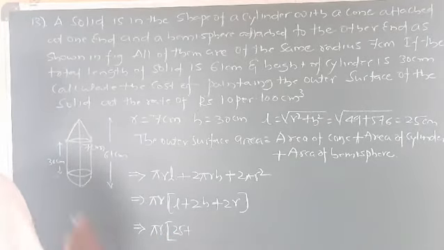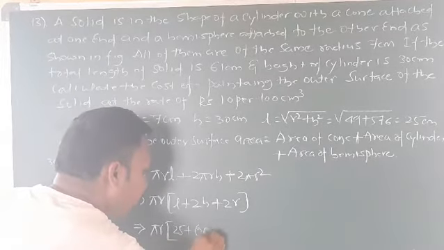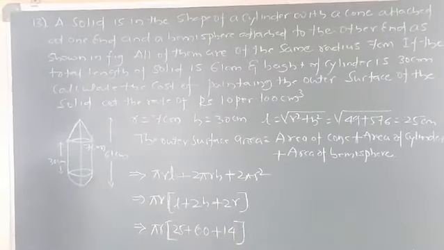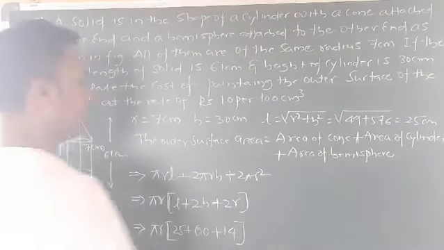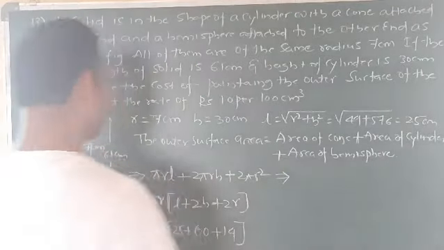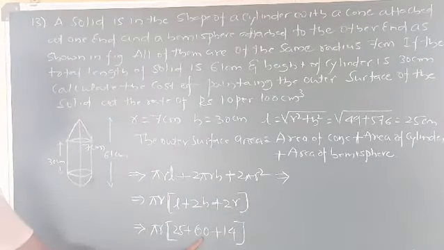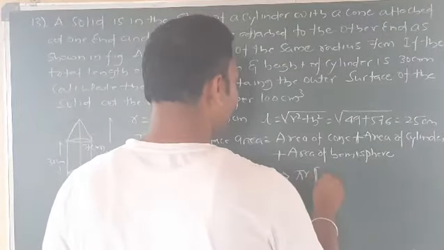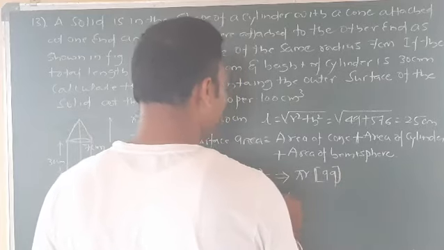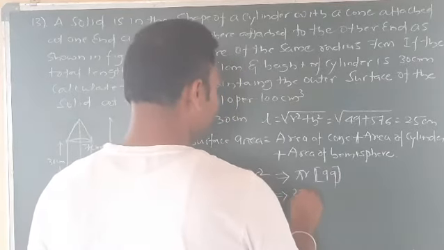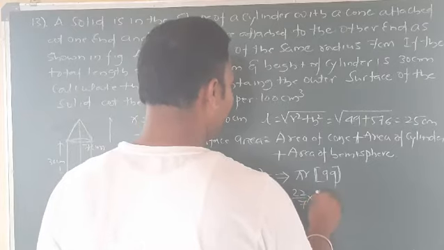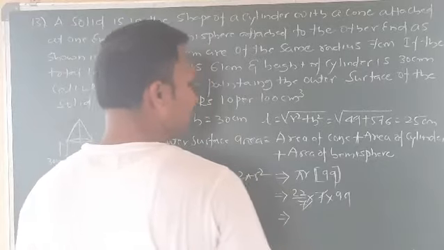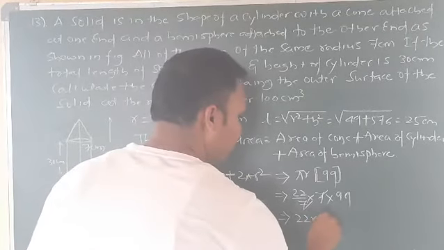So the height of the cylinder is 60. So plus 2 into r, that is 14. Now we have taken pi r common here. So this equals 25 plus 60, it is 85, and plus 14 is 99. So pi r into 99. Now pi is 22 by 7, r we have 7, into 99. This 7 gets cancelled. Now we'll get 22 into 99.